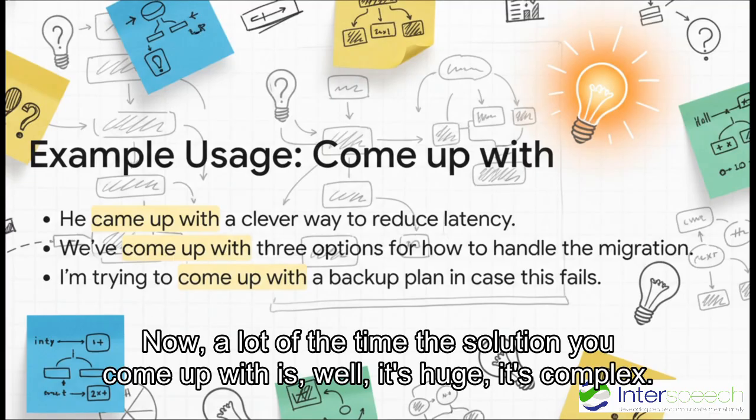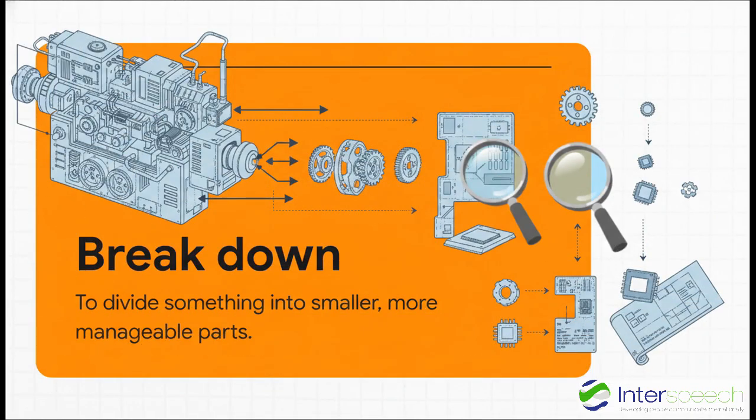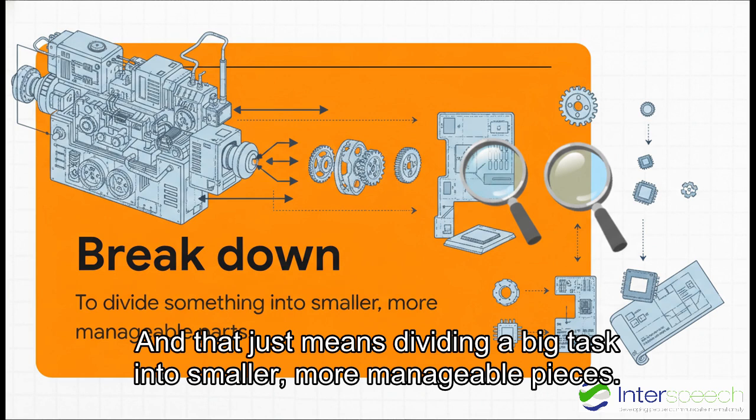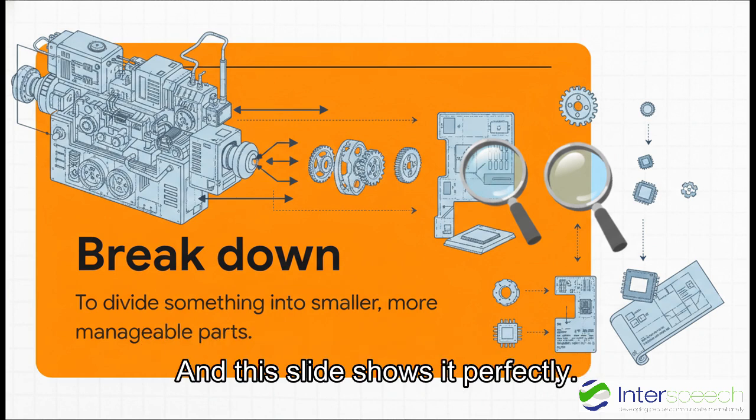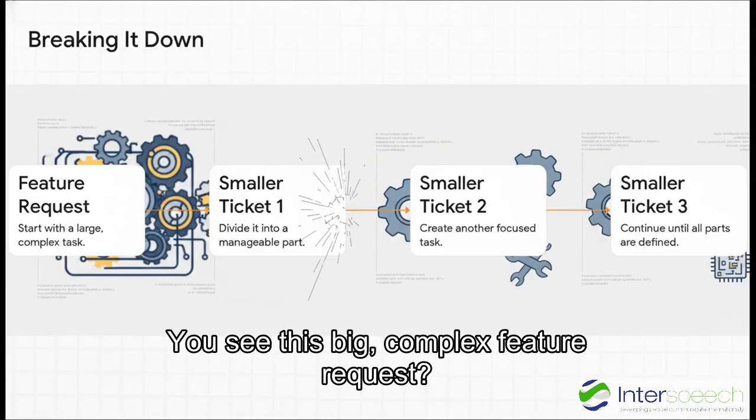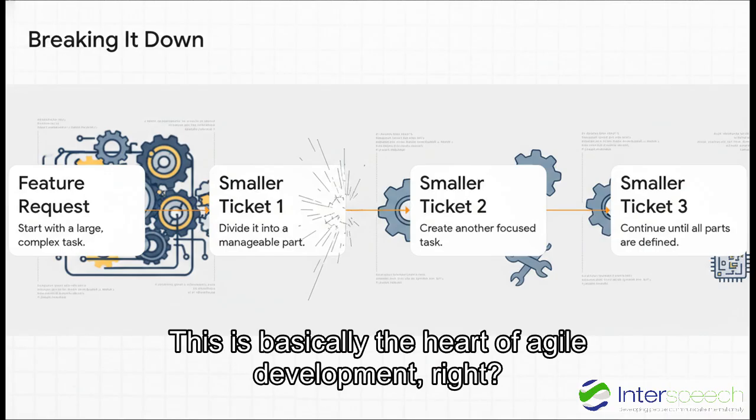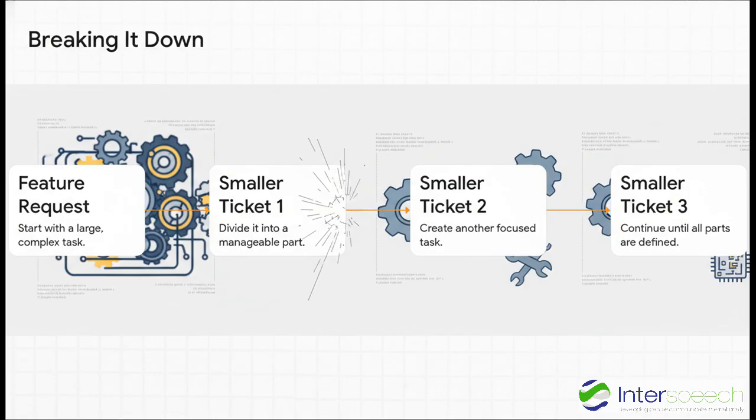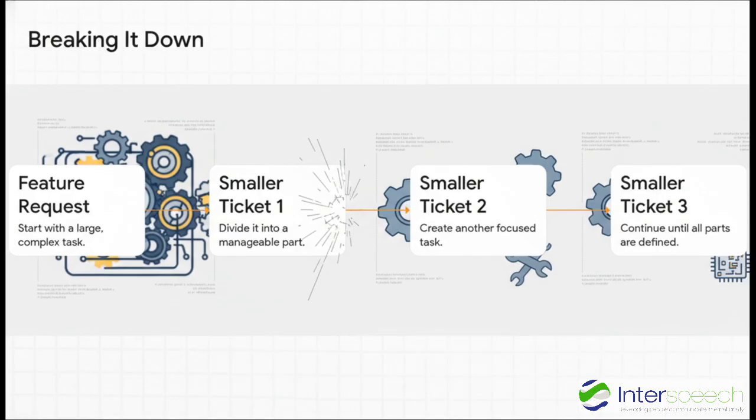Now, a lot of the time the solution you come up with is, well, it's huge, it's complex. So to make it actually doable, you need to break it down, and that just means dividing a big task into smaller, more manageable pieces. And this slide shows it perfectly. You see this big, complex feature request? Well, it gets broken down into smaller, focused tickets. This is basically the heart of agile development, right? Taking a big thing and making it small. Great. So we've got a plan, and it's broken down into actionable steps.